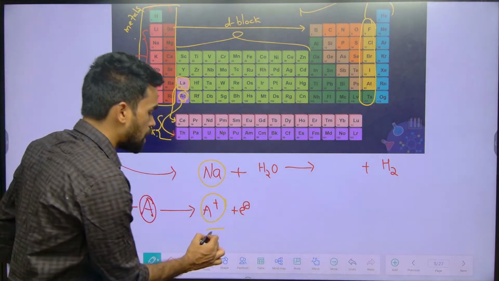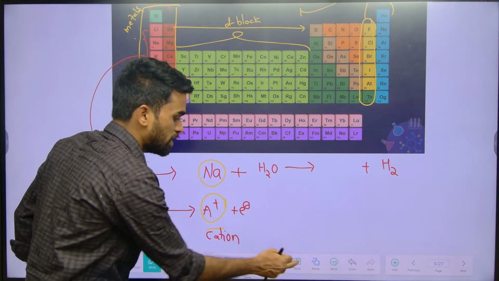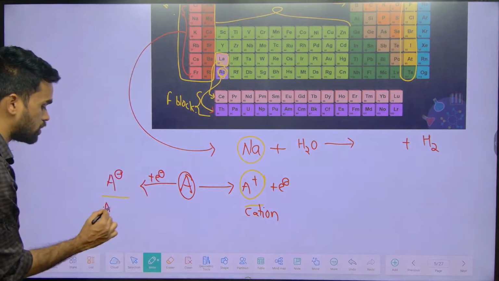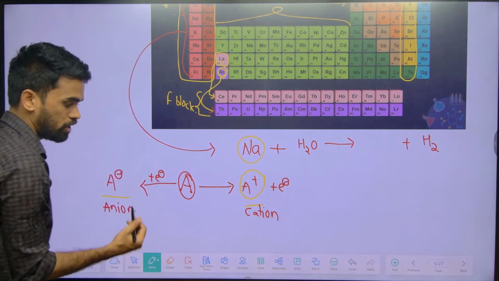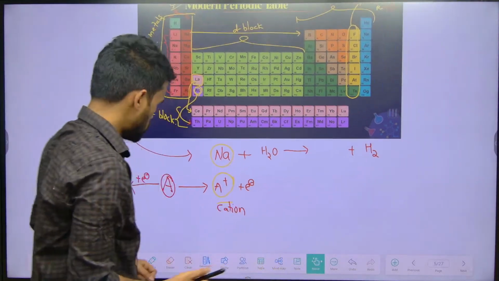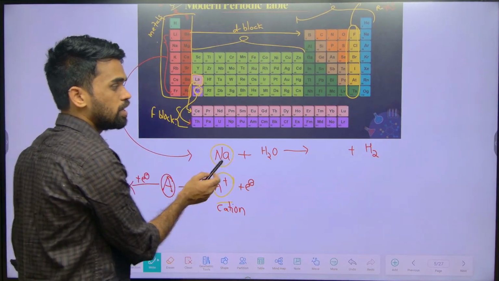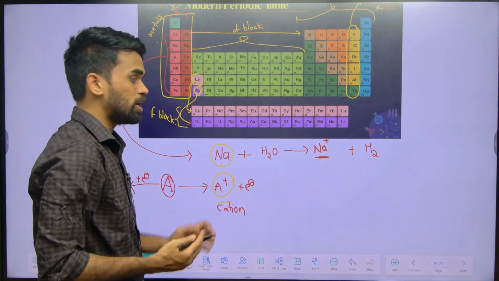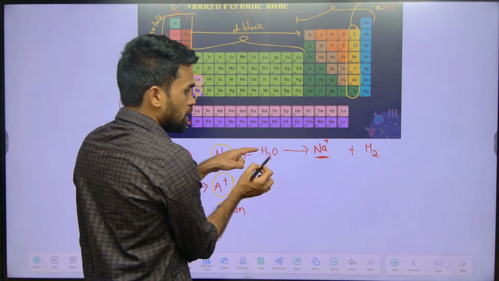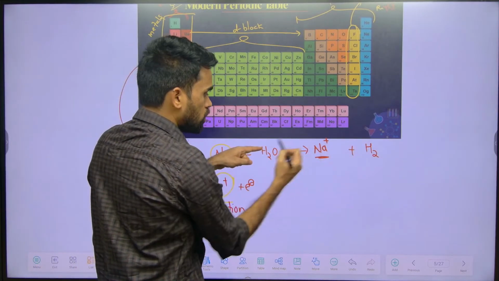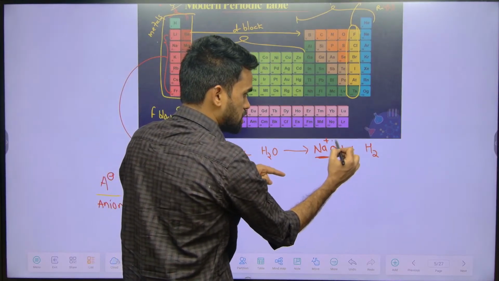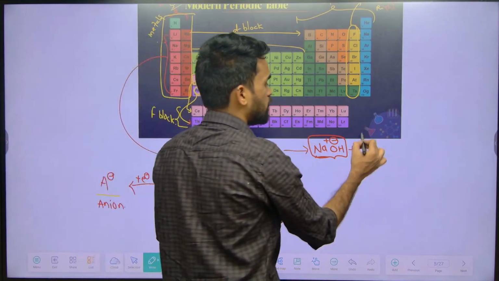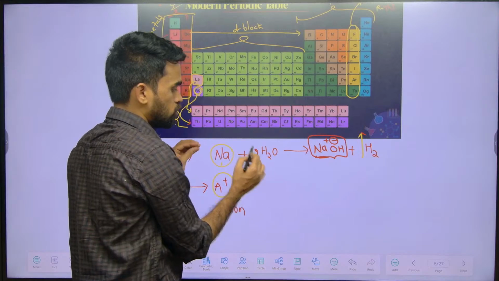So this A plus is called a cation. When an electron is lost by an atom, it becomes a cation. When it gains an electron, it becomes an anion. Remember this terminology, very important terminology that we are going to use. Now, sodium losing an electron becomes sodium plus. It means it becomes a cation, a sodium cation. From this, H plus is converted into H2 and the remaining OH forms NaOH. So formation of NaOH takes place along with the liberation of H2 gas when sodium is thrown in the water.